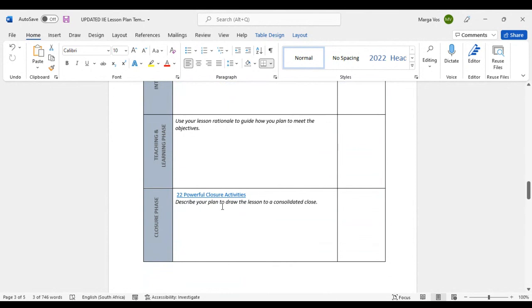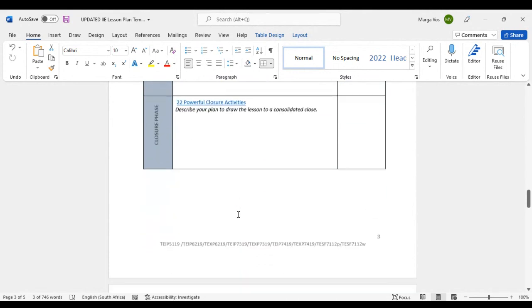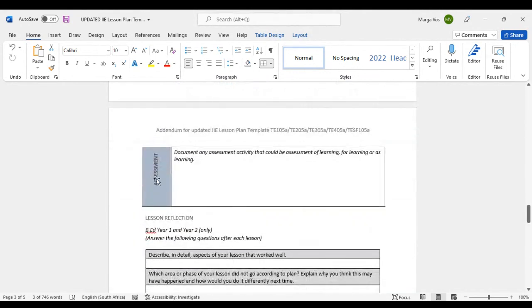In the closure phase, you will describe the investigation, what they need to do. You will recap the key concepts, and you will also link it to the next lesson. You do not need to create an assessment. You can use your investigation or the class activities, those differentiated activities, as the assessment. So you can just describe it here that you are going to use those. So you actually do not have to fill this in. You can just indicate that you are using the activities.